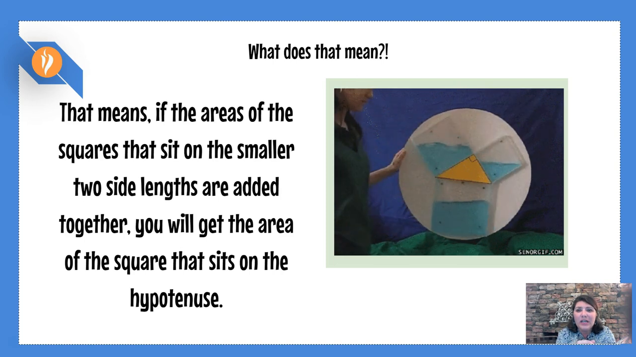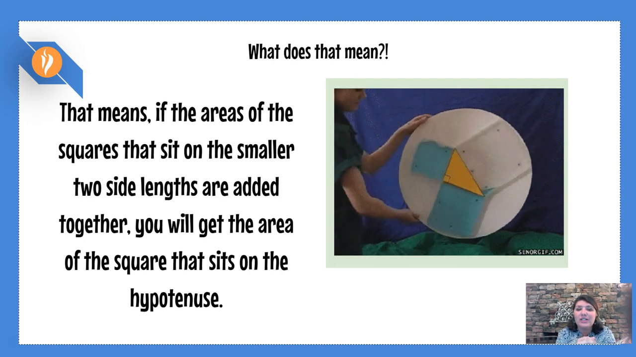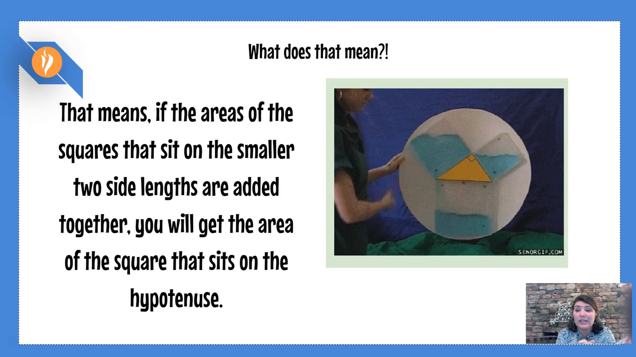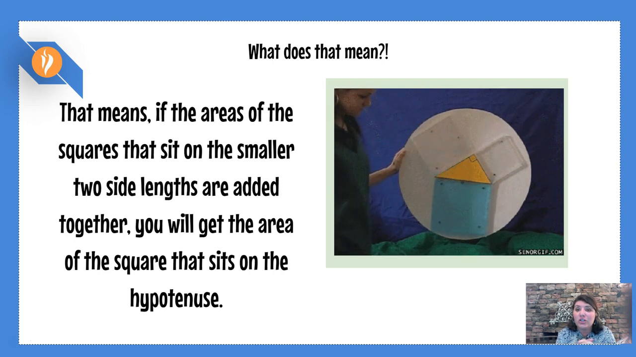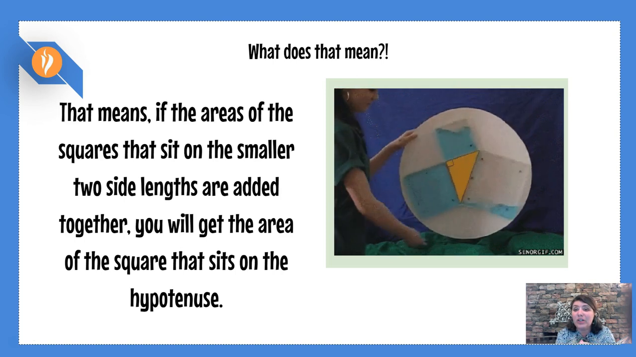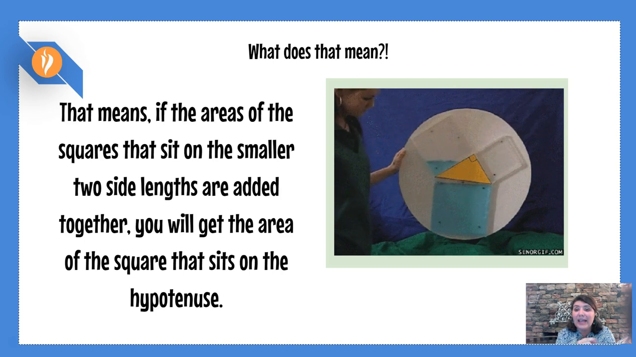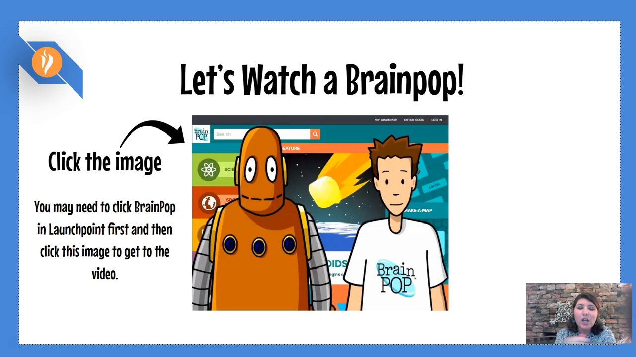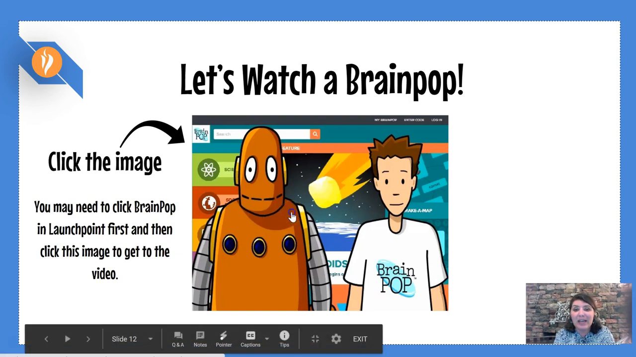Well, let's watch it with water. That means that if the areas of the squares that sit on the smaller side lengths are added together, you're going to get the area of the square that sits on the hypotenuse. So if you watch as she turns this, the water starts out in the smaller two squares and fills up, and then they go together to fill up the bigger square perfectly. So A's square plus B's square equals C's square. If you want, you can always come back to these slides and watch the proof that this Pythagorean theorem works. All right, we're going to watch a BrainPOP to kind of introduce us to the Pythagorean theorem. So let's check out what Tim and Moby have to say.